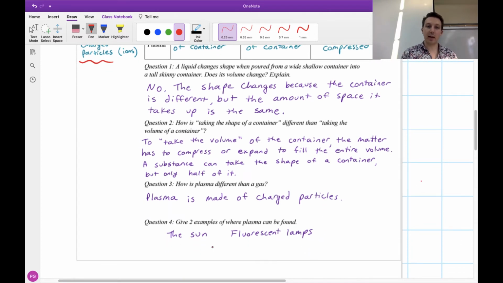So I said lightning. Another example of plasma is the sun. So the sun is a giant ball of plasma, as well as our fluorescent lamps. So that's the lights just at the top of the room right here. Inside of those lamps, there's actually a plasma, and that plasma is what's emitting the light, so we can see.